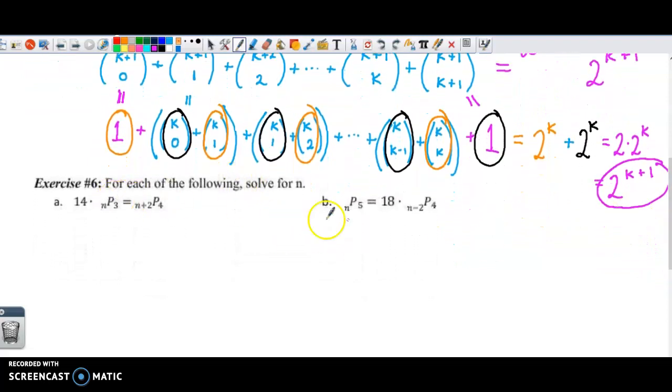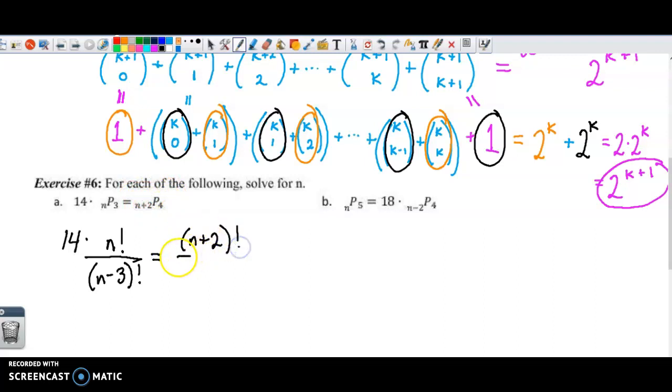And I also found these problems that I think are fun as well. And it's all about understanding permutations. So maybe I'll even switch back to black just to show you. I don't think it's as bad as what some people think. Because remember, nP3 is the same thing as n factorial over, you subtract the 2 pieces, factorial. And same thing with the right side. This is the same thing as n plus 2 factorial over subtracting the numbers, n plus 2 minus 4 factorial.